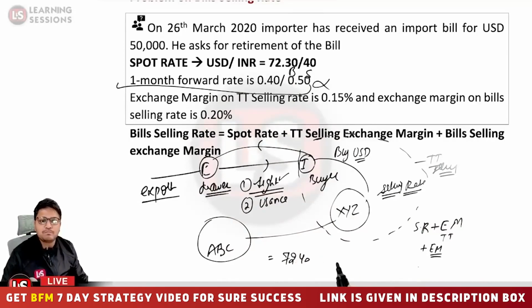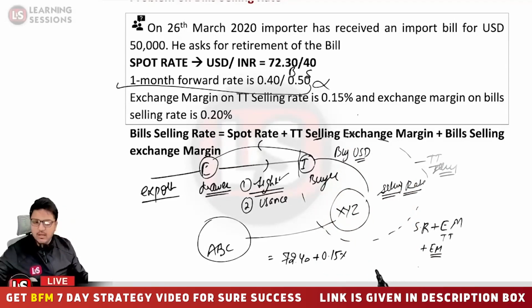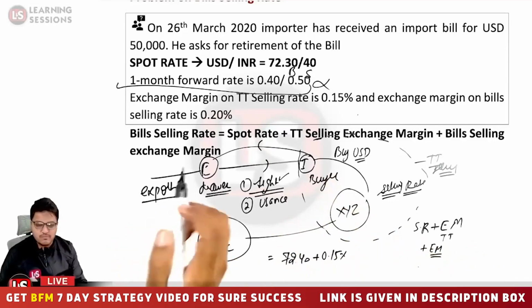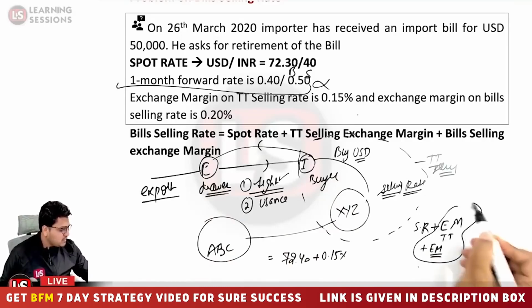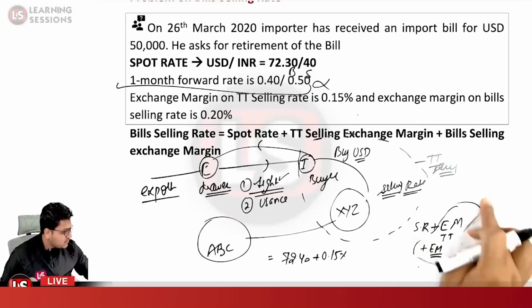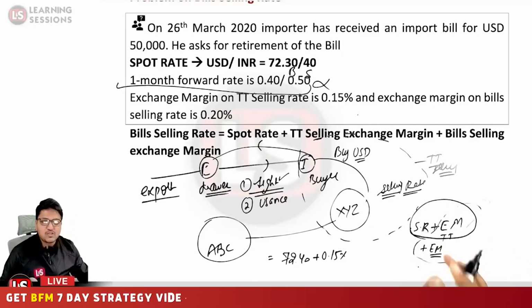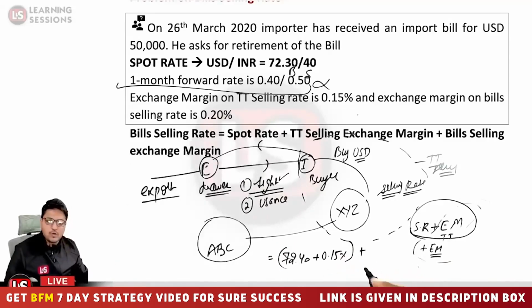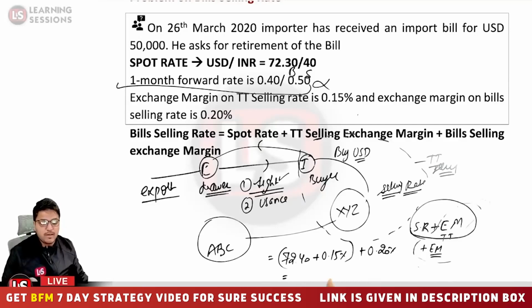So 72.40 plus the exchange margin, that is given to be the TT selling margin, 0.15%. Here is one part that you need to understand: it is not the case that you will be adding 0.15% and 0.20% to get 0.35%. These two terms are not to be combined. First of all, we will be solving the spot rate plus the exchange margin related to the TT transaction. So 72.40 plus 0.15%, then we'll be adding the bills selling exchange margin, that is 0.20%. That is how we will be solving this, otherwise you'll be getting a wrong answer.